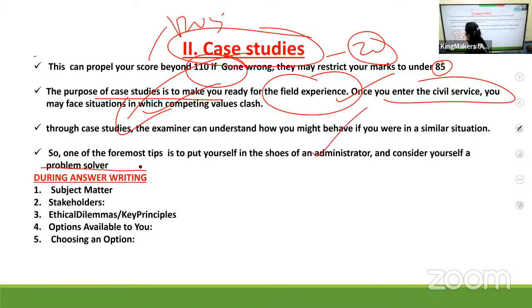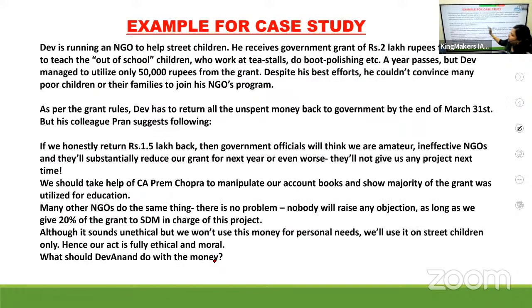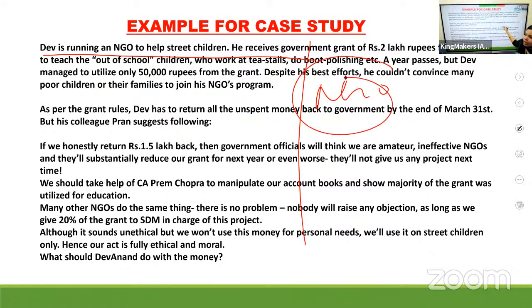Now, during answer writing, what you have to keep in mind. Suppose I will show this example. Dev is running an NGO. This is the crux I am telling. This person has received money for the NGO. He has spent only some 50,000 of it. He has to return the remaining amount, around 1.5 lakh rupees, to the government, saying that it was not used, so that is why we are returning it to the government.